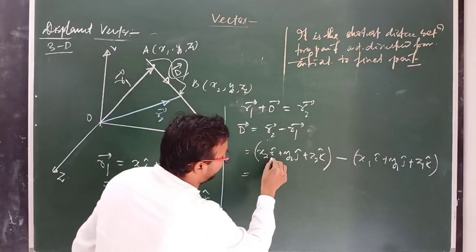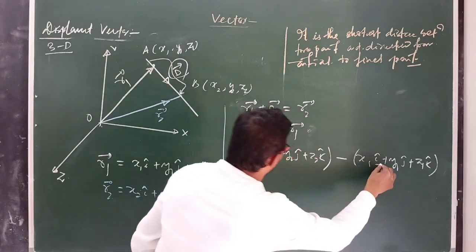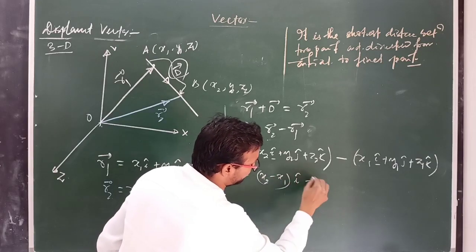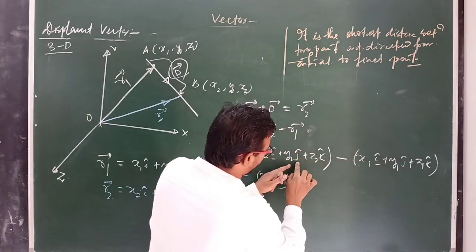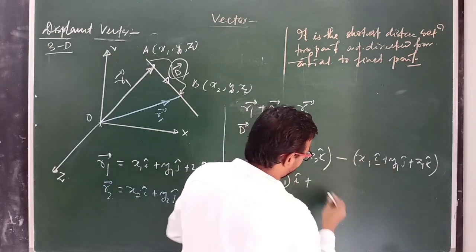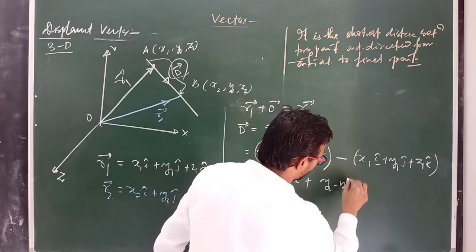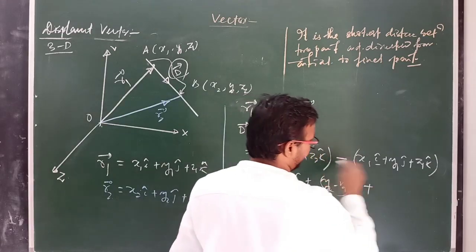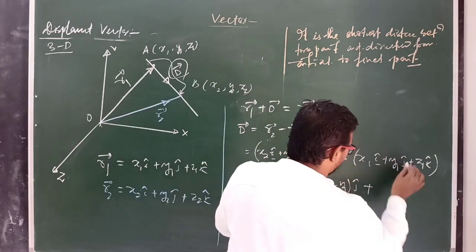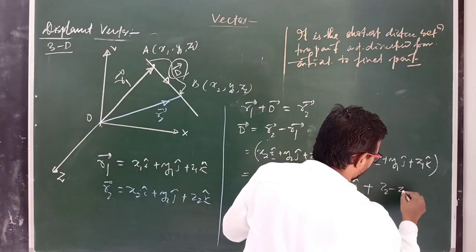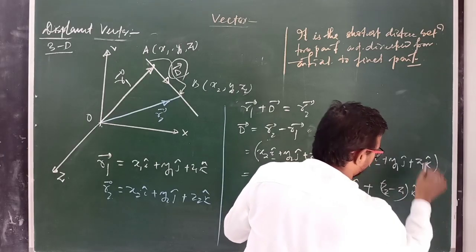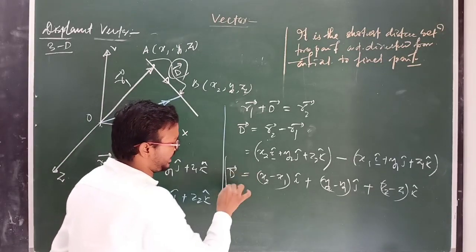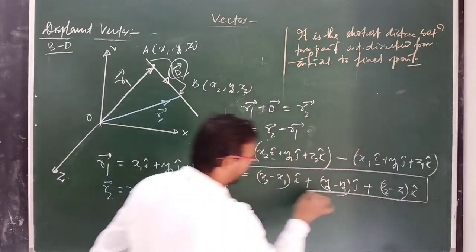Clear? Now i cap is common here, so you can write x2 minus x1 i cap, plus j cap common, y2 minus y1 j cap, plus k cap you can take common, z2 minus z1 k cap. And this is known as the displacement vector in unit vector form.